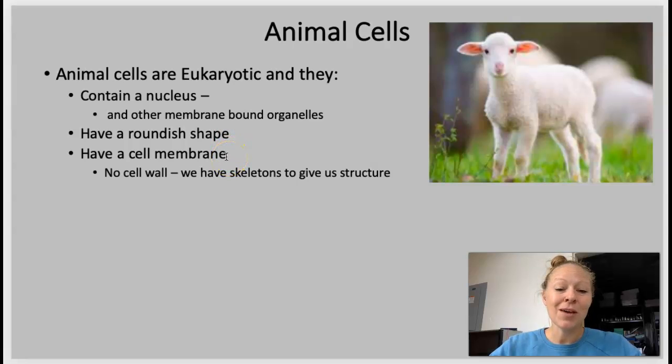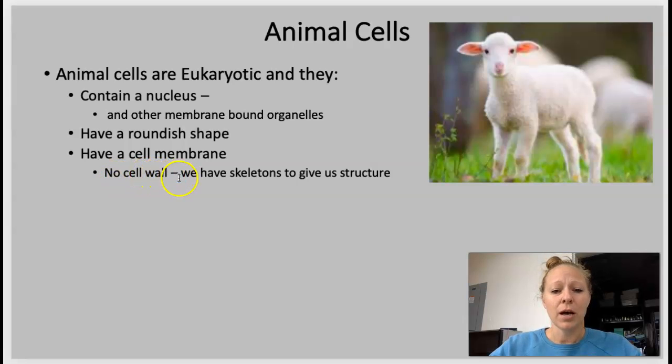Animal cells also have a cell membrane, which allows certain things in and stops certain things from leaving. We're going to talk a lot more about cell membranes as the year progresses. But know that animal cells do have a cell membrane. However, they do not have a cell wall.